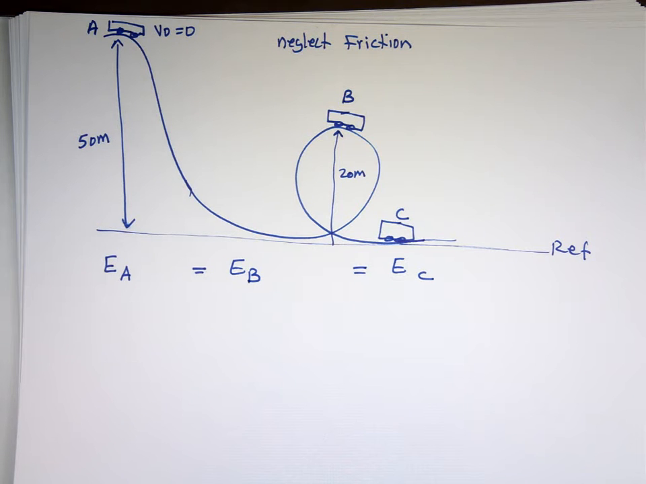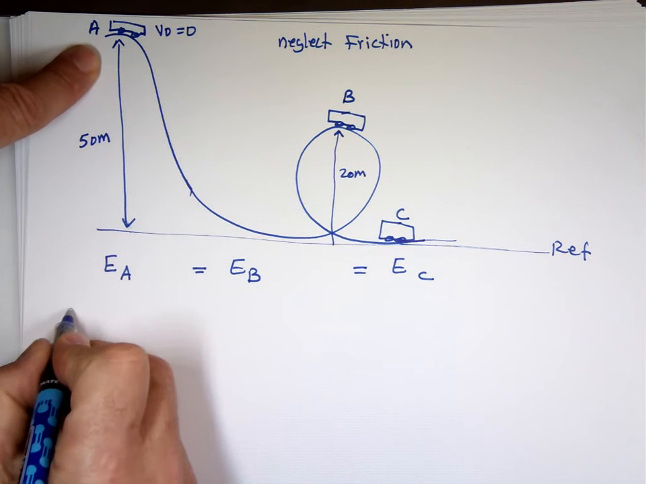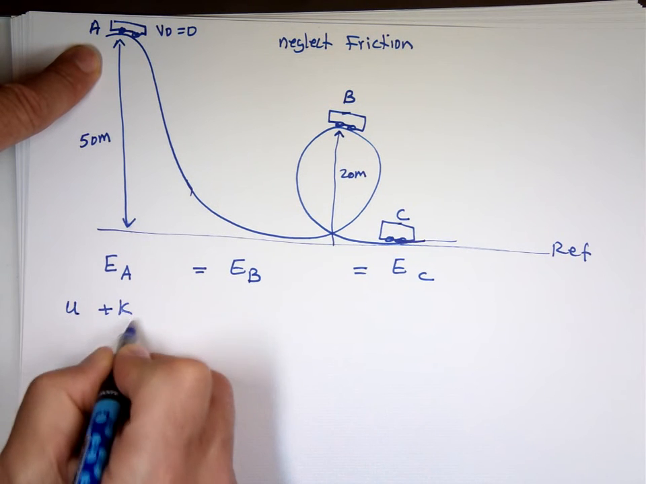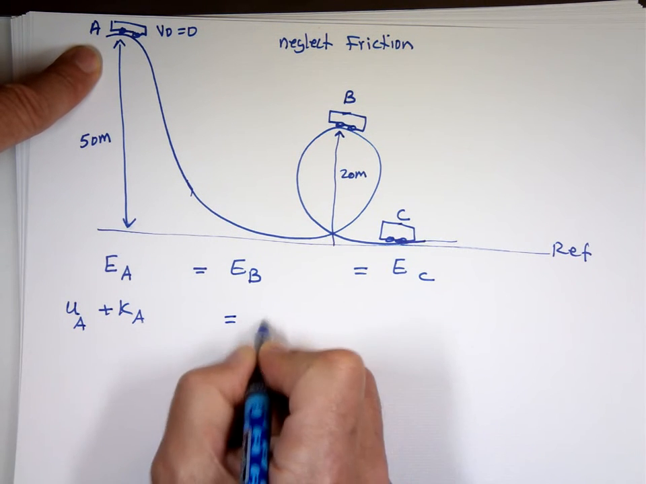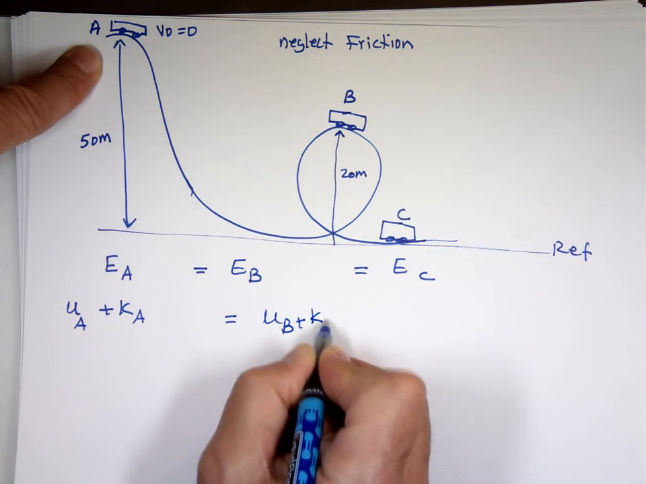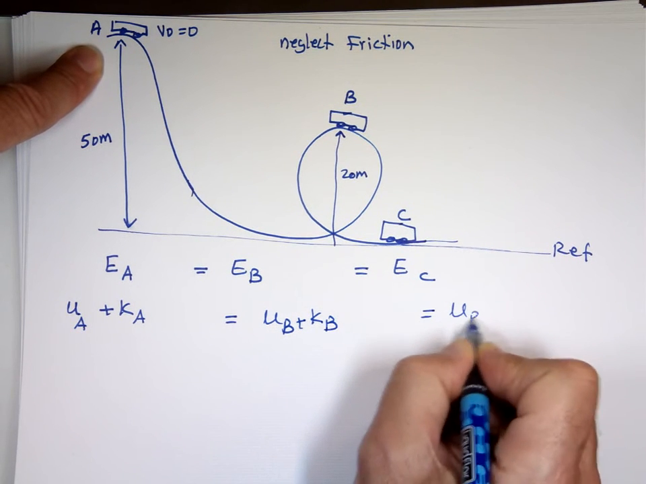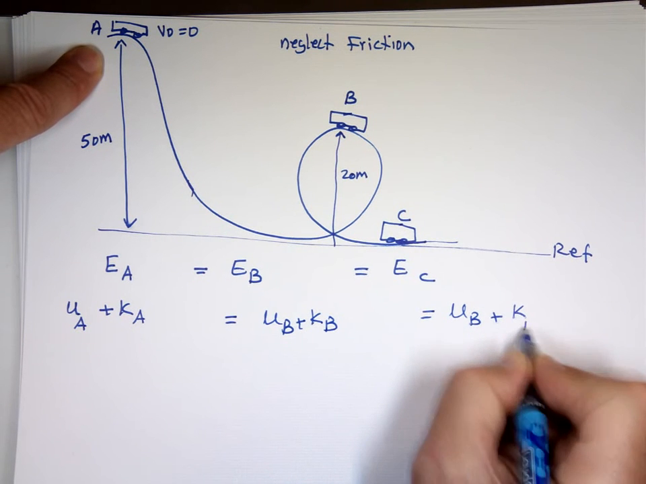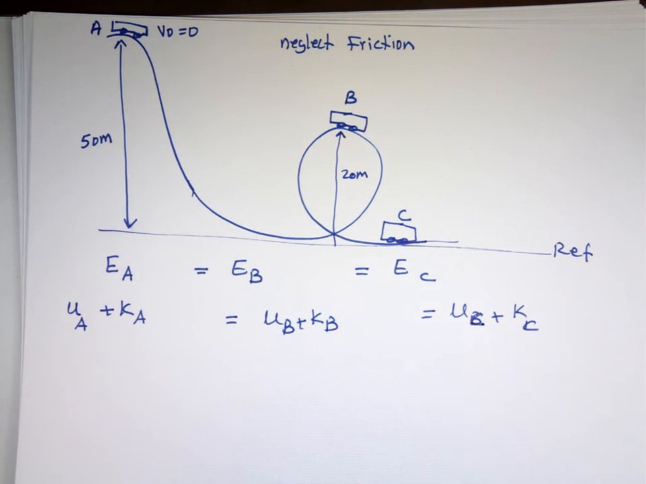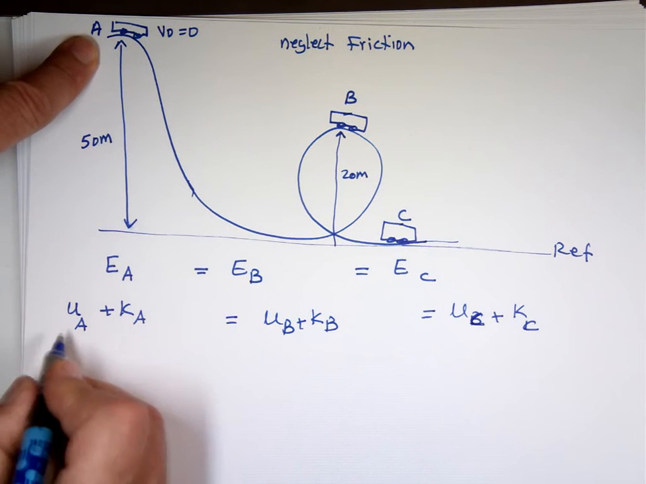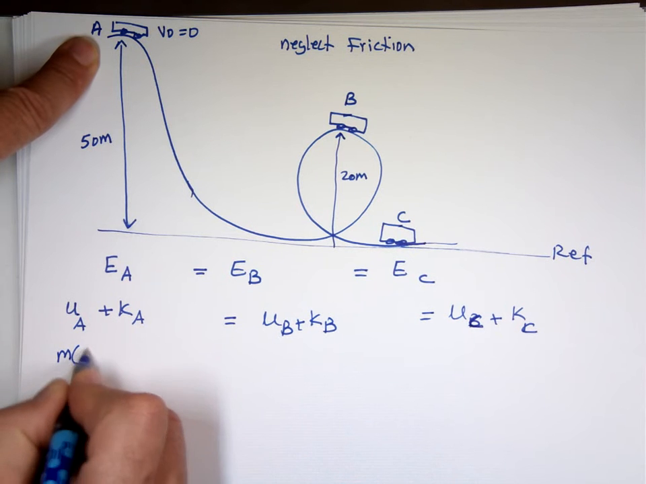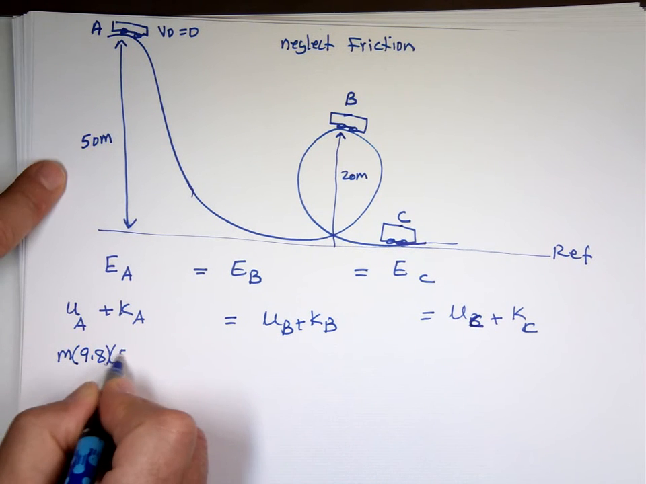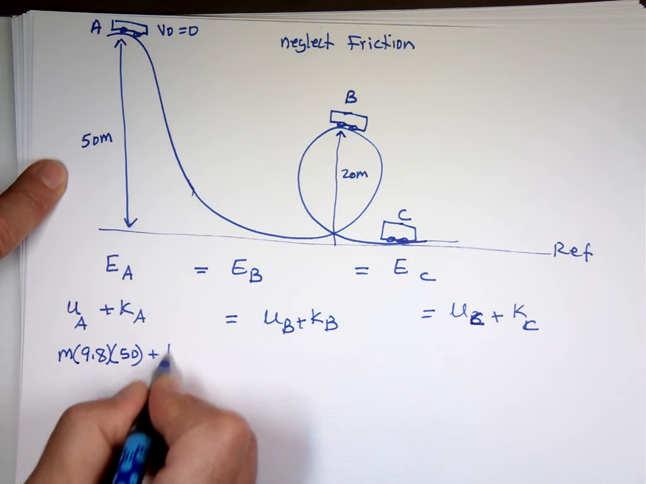So if I'm looking for the speed at B, I ask, what's the sum at A? We have potential energy plus kinetic energy. At B, we have potential plus kinetic. At C, we have potential plus kinetic. Let me focus on B first, then I'll add C to it later. Potential energy is mass times gravity times height. I didn't give you the mass again because it's not a factor. Gravity is 9.8. The height is 50. Kinetic energy is 1/2 the mass times velocity squared.